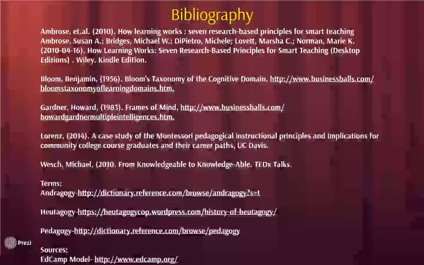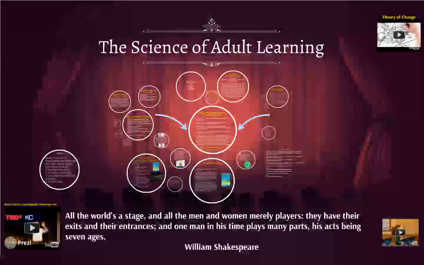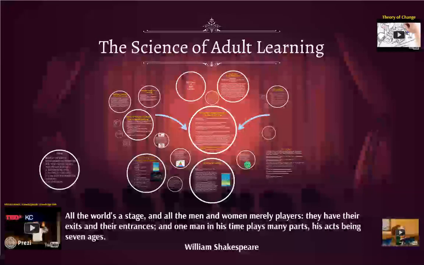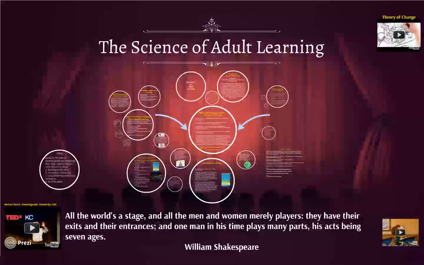And finally, as we end our time together today, I leave you with this last quote by William Shakespeare, that all the world's a stage and all the men and women merely players. They have their exits and their entrances, and one man in his time plays many parts, his acts being 7 ages. And I think that that's particularly appropriate here, given the fact that certainly during the time of Shakespeare, we had approximately 1,100 words in the English vocabulary. And today we have over 530,000 words in our vocabulary.